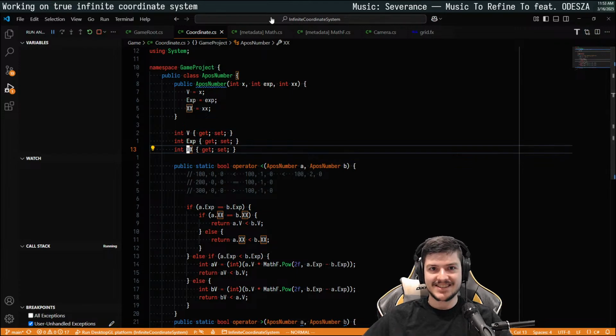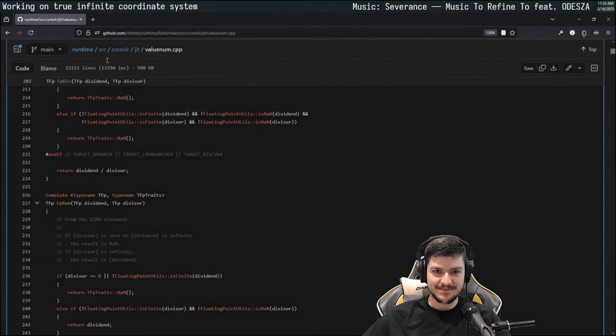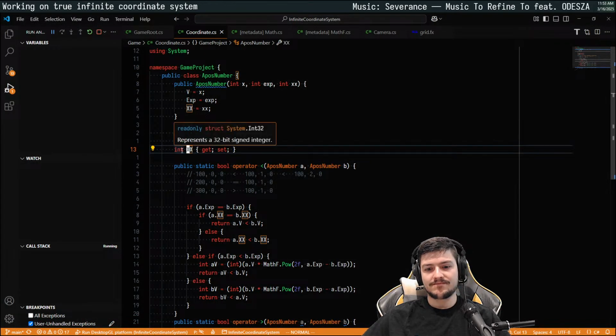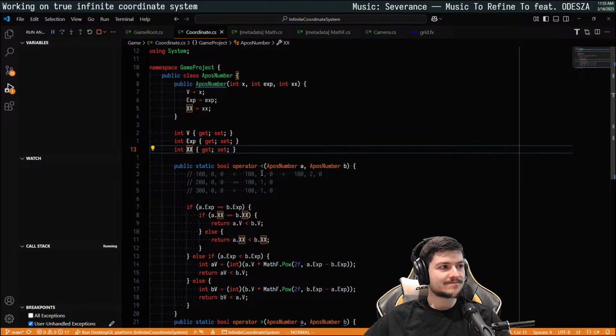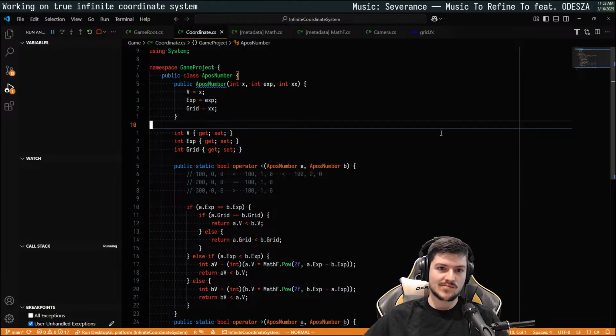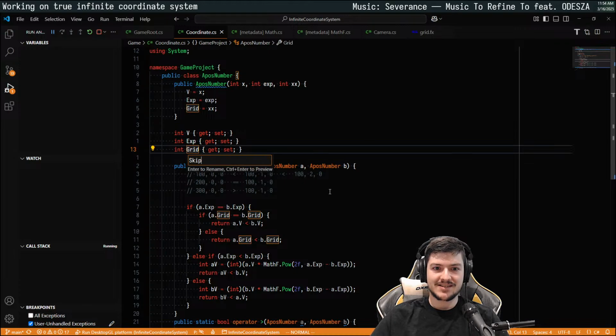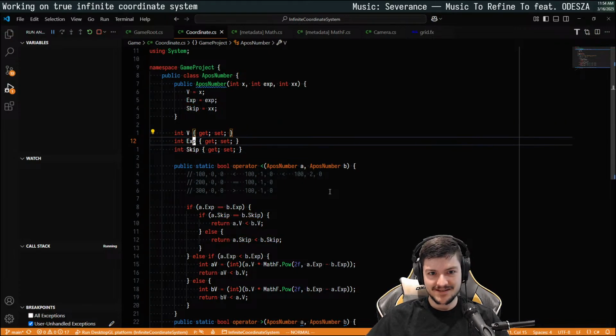How would I call this? Man, naming things is the hardest part of everything, isn't it? Element. Do I call it element? No. Do I just call it skip? Skip 1, skip 2? Fine.